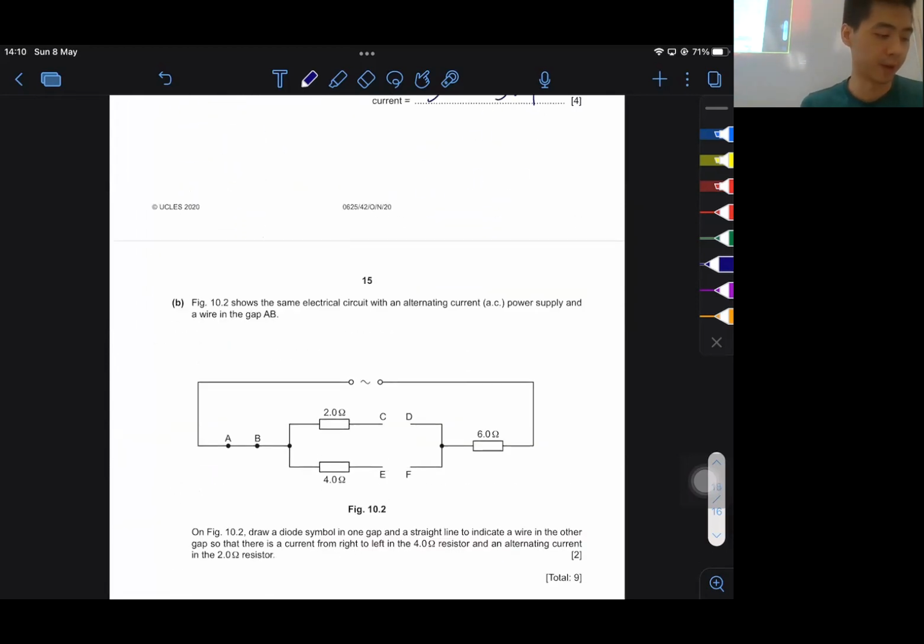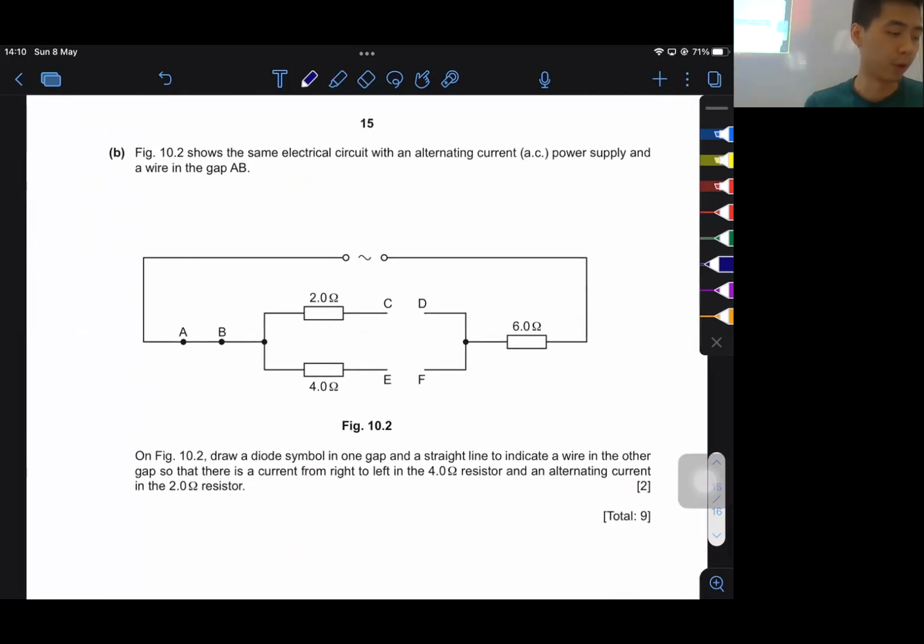Okay, moving on to the next page. Figure 10.2 shows the same electrical circuits with an alternating current power supply. In 10.2, draw a diode symbol in one of the gaps and a wire in the other gap so that the current flows from right to left through the 4 ohm resistor and an alternating current through the 2 ohm resistor.